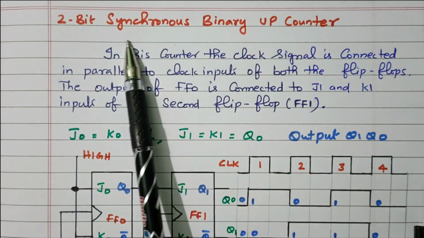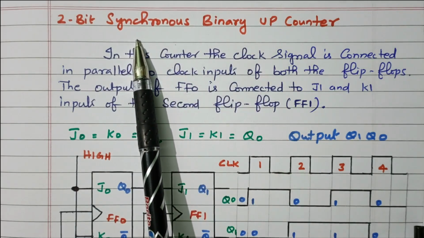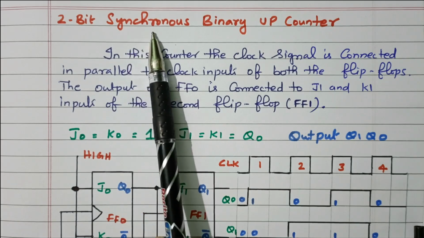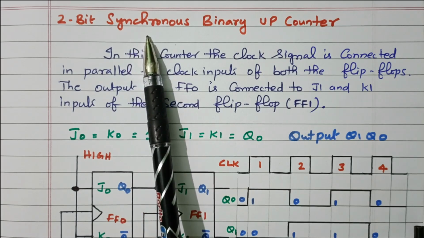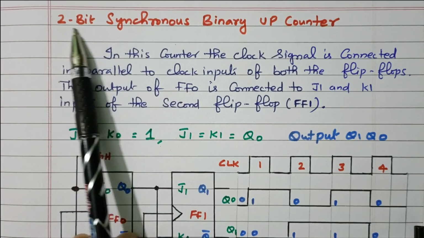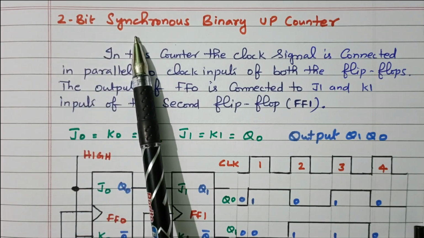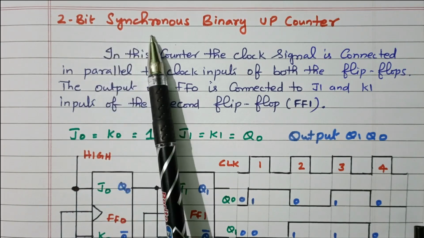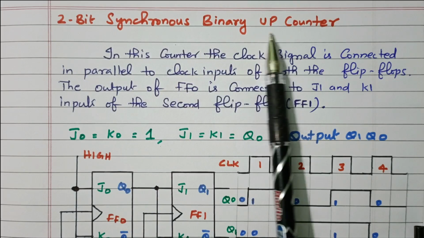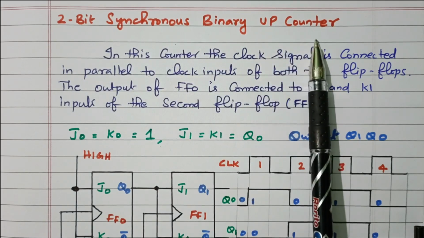Synchronous means all the flip-flops receive the clock pulse at the same time, so that the operation of the flip-flops is done simultaneously, so that it is synchronized. All the flip-flops are connected to the same clock pulse, so the output is synchronized. Here 2-bit means 2 to the power 2, so 4 possibilities are available: 00, 01, 10, 11. So this 2-bit synchronous binary up counter will give 4 different outputs.